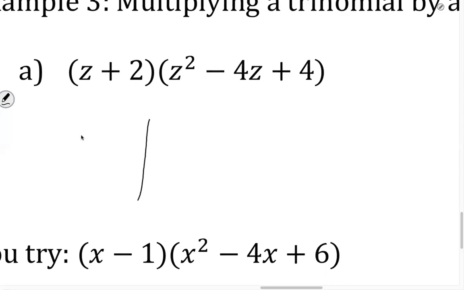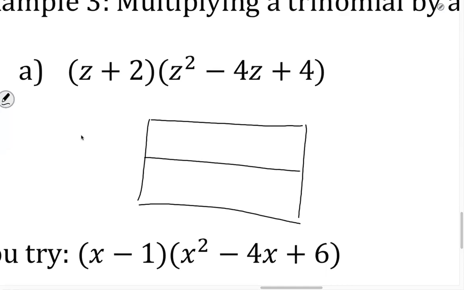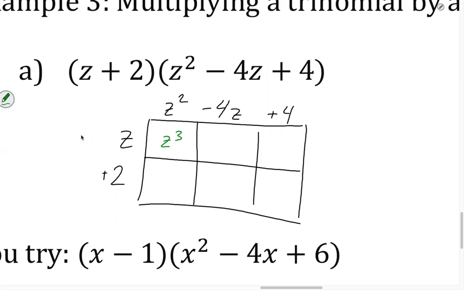But with the box method, I draw my box. On the left, I have two terms, a z and a 2. Along the top, I have three terms, so I divide my box into threes along the top. So I have z squared minus 4z plus 4. Now I'm going to multiply the two pieces along the box. So z times z squared is z cubed. z times negative 4z is negative 4z squared. z times 4 is 4z.